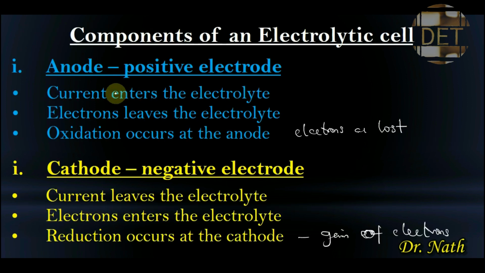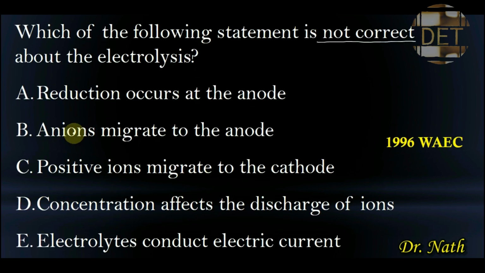From what we've discussed, oxidation occurs at the anode, not reduction. Reduction is at the cathode. So reduction occurs at the anode is not a correct statement. So this is the correct answer to this question. Even without reading the other options, I already know that this is my answer.